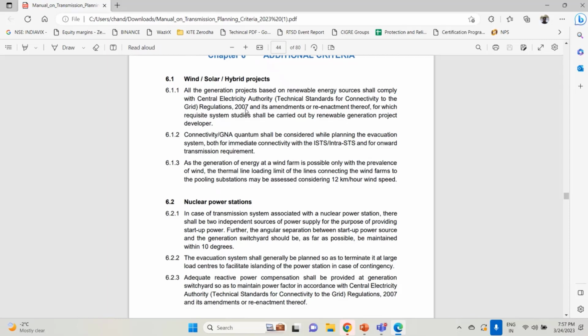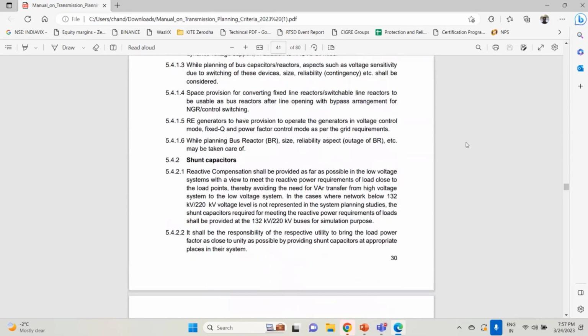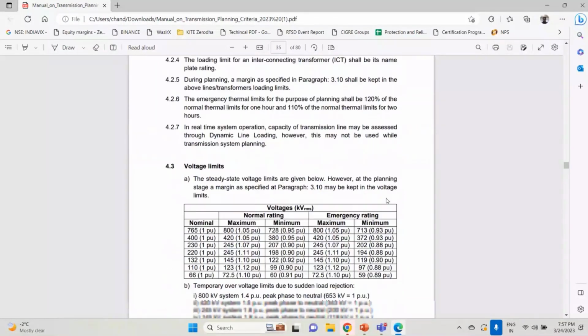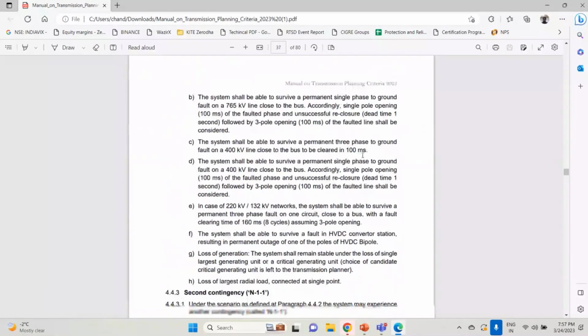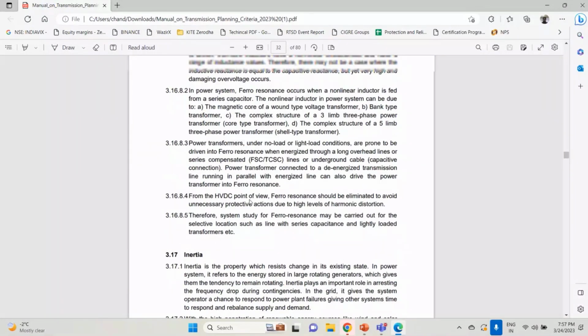So this is all on how the reactive power planning is required to be done. All the planning will be done based on these limits itself, the voltage limits. Already all these limits are prescribed and all the criteria are defined here. Okay.